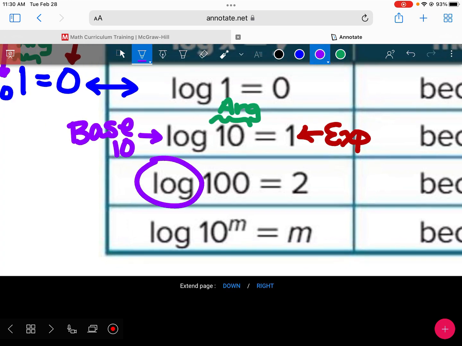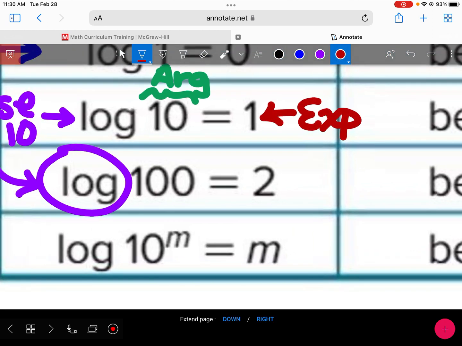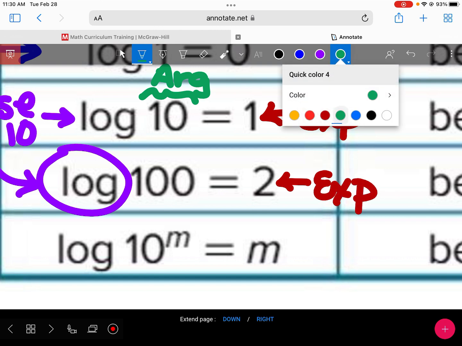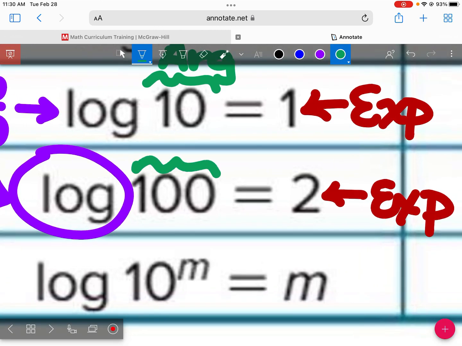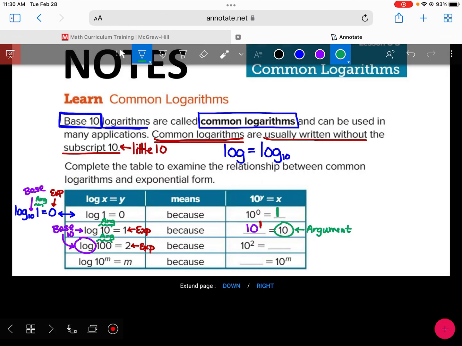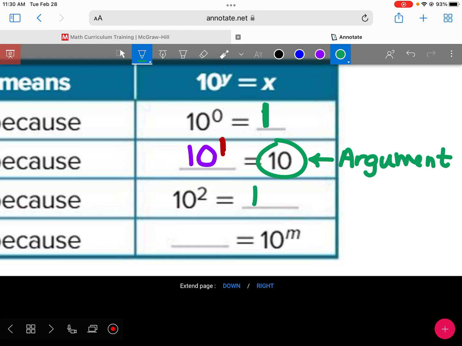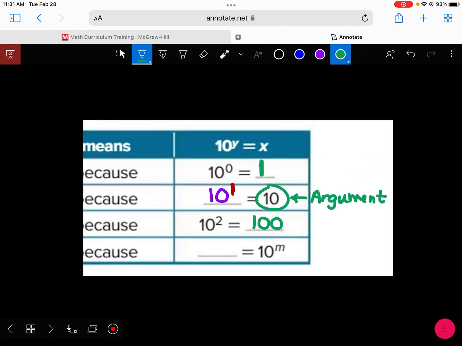When you see just log, it's a base of what? Base 10. Which piece is the exponent? The 2. So what's the argument? 100. So if I rewrite that in exponential form, base of 10 to the power of 2 equals 100.